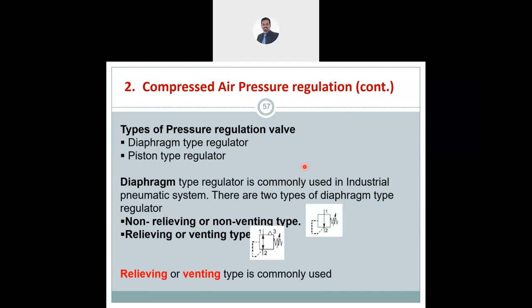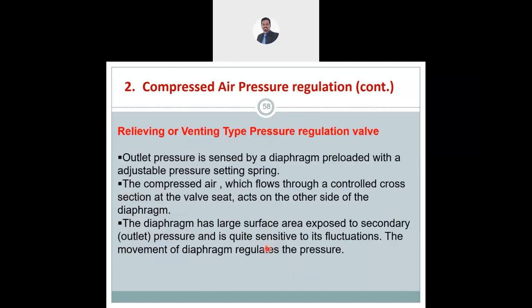Normally we will use the venting, or the diaphragm type of pressure regulator. This is just a symbol. You want to know what the relieving or venting type is. Watch the question. So it controls the cross section of the valve seat.